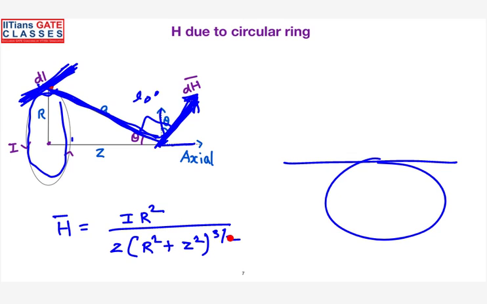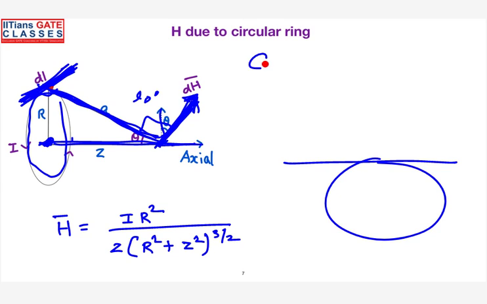Now, here I have a question. I want to find out the magnetic field intensity at the center of the coil. Can you tell me how to solve that problem? I want to find out the magnetic field intensity not on the axis, but at the center of the coil. Very good, Z equal to 0, correct. The moment your axial distance becomes 0, you are at the center of the coil. So substitute that and tell me the answer.